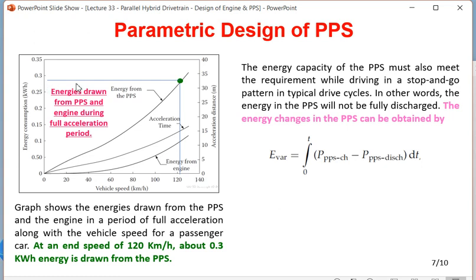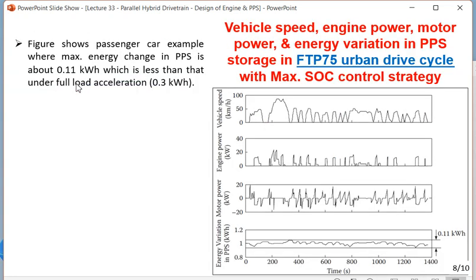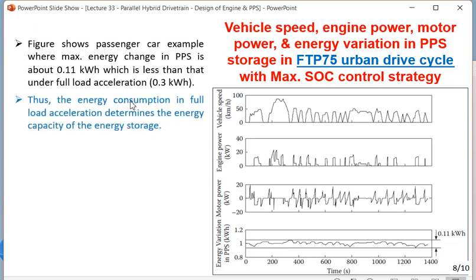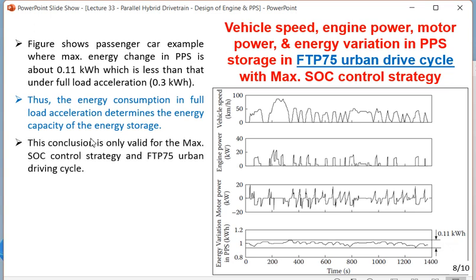Okay, so this is the maximum power asked from the PPS. But in this cycle, what you are finding is that 0.11 kilowatt hour is the variation in the PPS power. So 0.3 kilowatt hour is the maximum energy asked from this source, and 0.11 kilowatt hour is the change between the top and bottom levels of power from the PPS. Thus, energy consumption in full load acceleration determines the energy capacity of the energy storage. This conclusion is only valid for the maximum SOC control strategy.